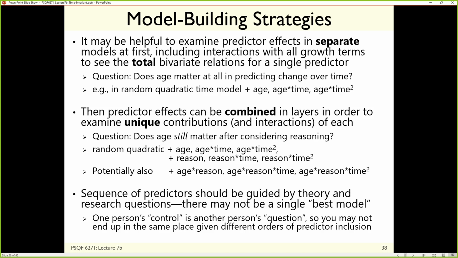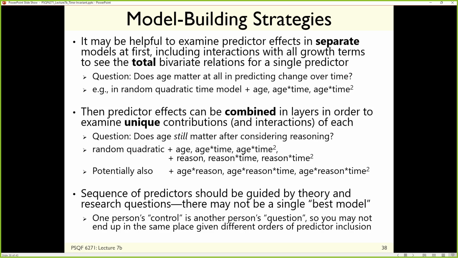So for instance, if I wanted to look at the effect of age and I wanted to look at the effect of reasoning in predicting rates of improvement in response time, I would do one model that has just age in it, let age predict the intercept and all the slopes, do another model that has just reasoning in it, let it predict intercepts and all the slopes, and then I might put them together into the same model.